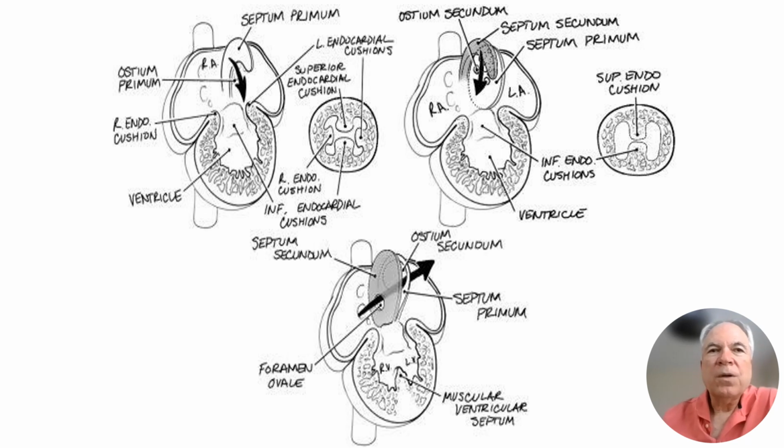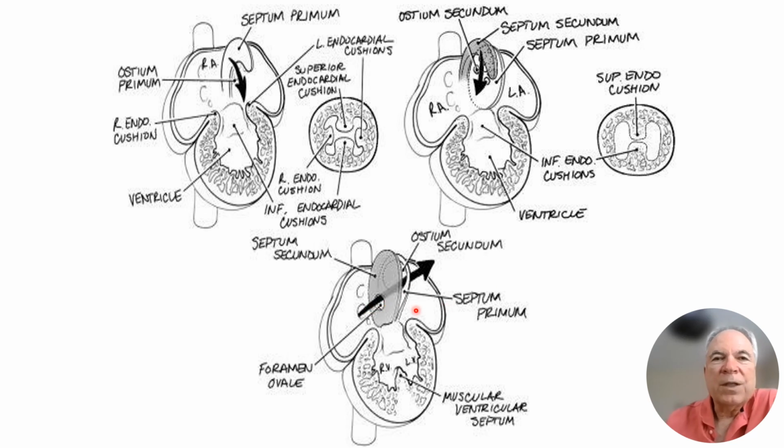So here's another drawing of the closure of the atrium. You have the septum primum up here, and then the septum secundum goes down over it, and then we get this foramen ovale forming in the septum secundum, which allows blood to go up and through into the left atrium. So it's kind of like a flap valve that stays open.